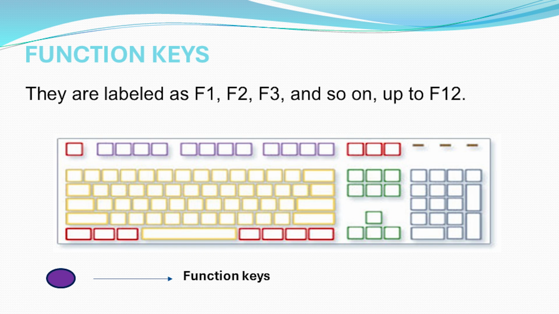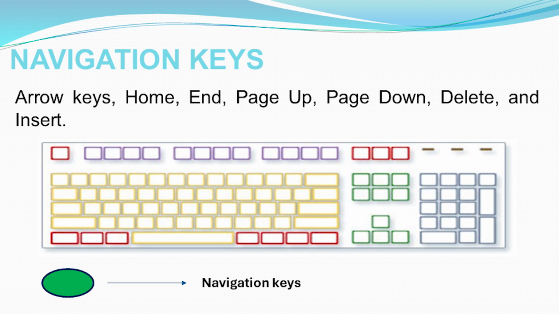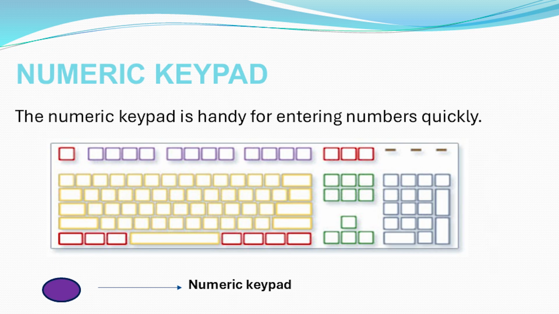Function keys. The function keys are used to perform specific tasks. They are labeled as F1, F2, F3, and so on, up to F12. The functionality of these keys differs from program to program. Navigation keys. These keys are used for moving around in documents or web pages and editing text. They include the arrow keys, Home, End, Page Up, Page Down, Delete, and Insert. Numeric keypad. The numeric keypad is handy for entering numbers quickly. The keys are grouped together in a block like a conventional calculator or adding machine.